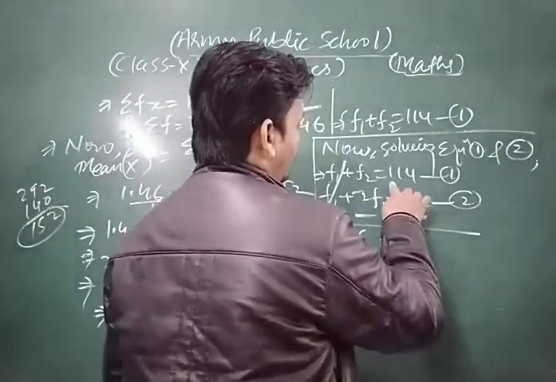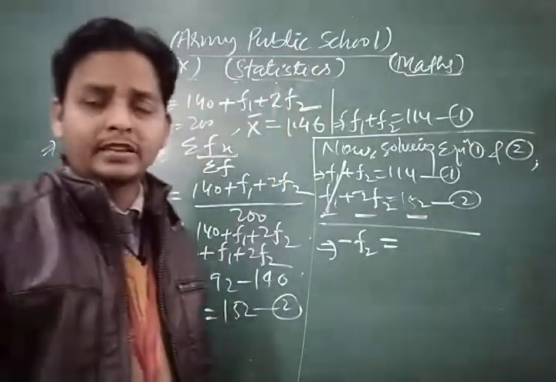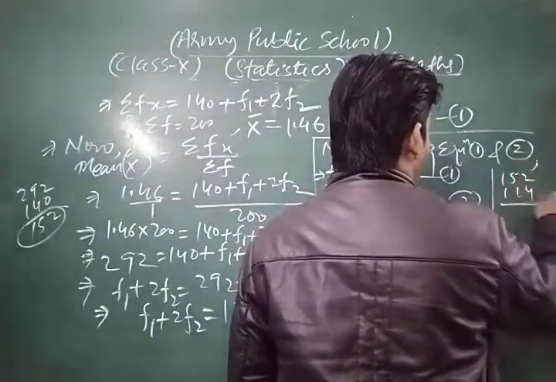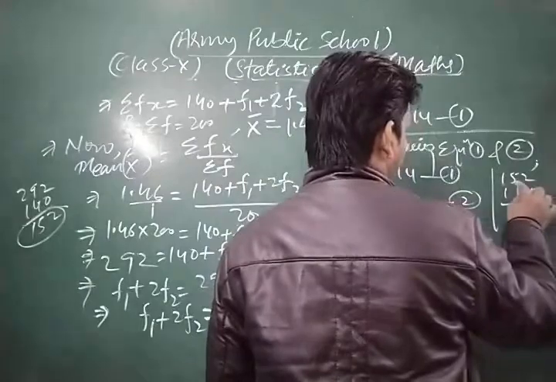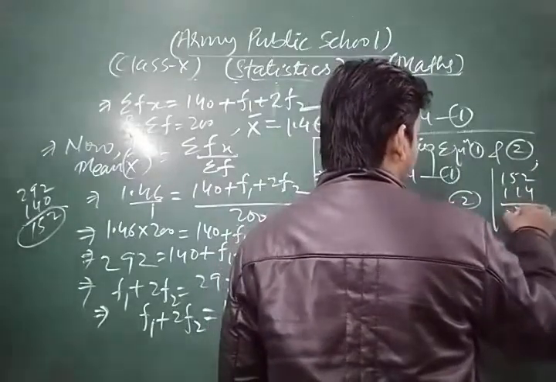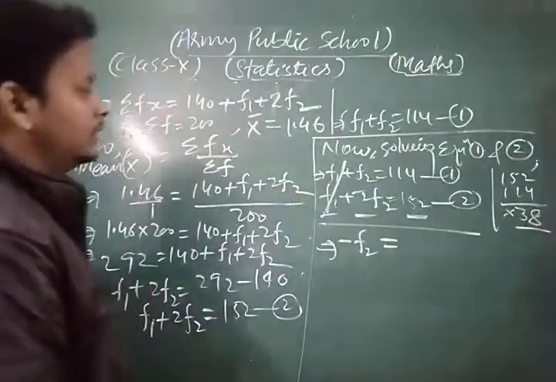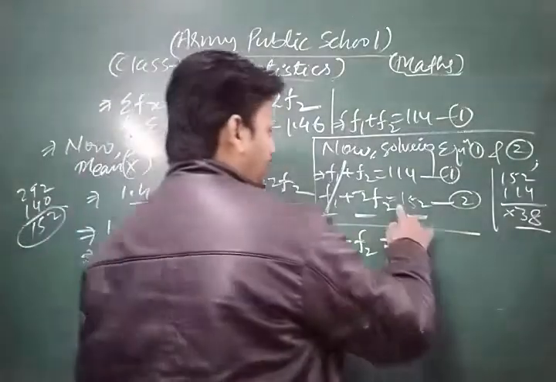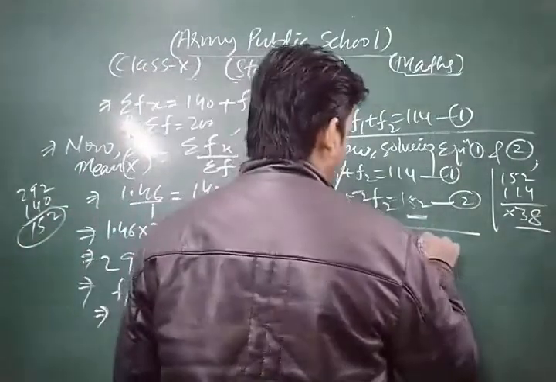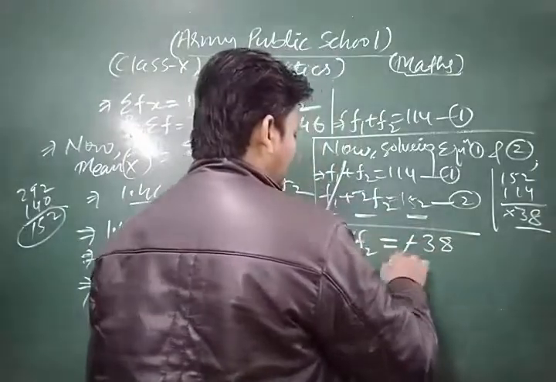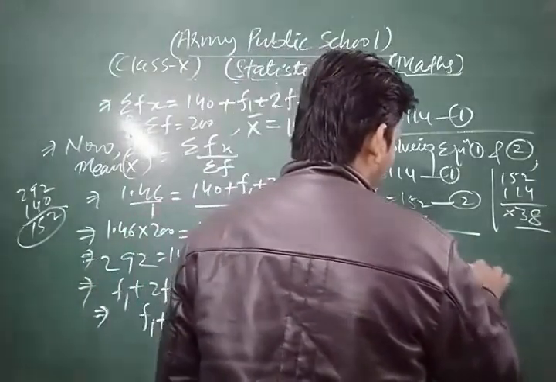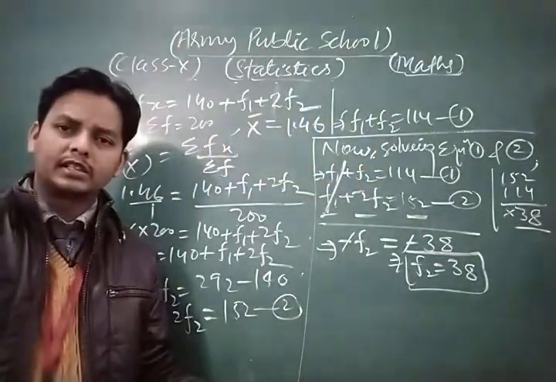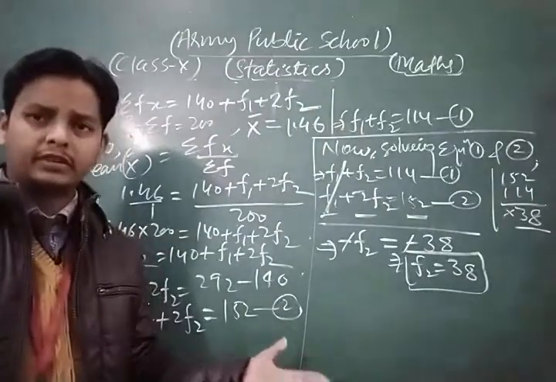Minus f2 is equal to 114 minus 152. 152 minus 114 is 38. Since 152 is the greater number, it is minus 38. So minus minus cancel each other, and the value of f2 is 38. This is the first answer, the missing frequency f2.